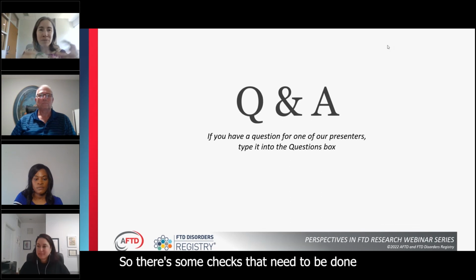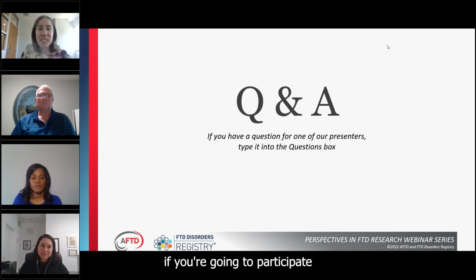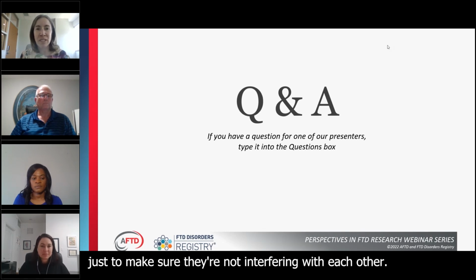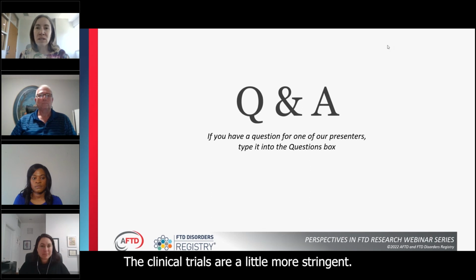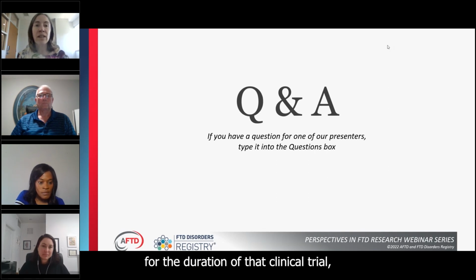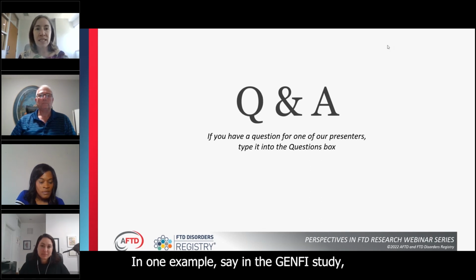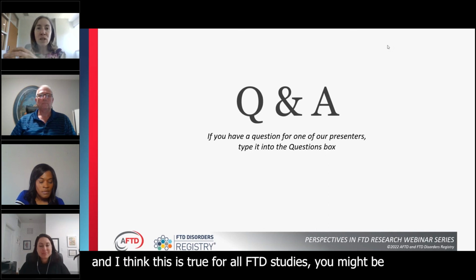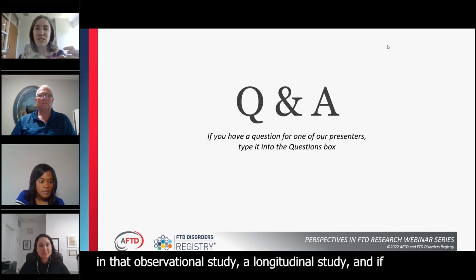So there's some checks that need to be done if you're going to participate in more than one observational study, just to make sure they're not interfering with each other. The clinical trials are a little more stringent. Very often, if you are in a clinical trial with an intervention, they will not permit you to participate actively in other research studies for the duration of that clinical trial, for that same concern around interference or overburdening participants. In one example, though, say in the GENFI study, and I think this is true for all FTDs, you might be in that observational, longitudinal study.